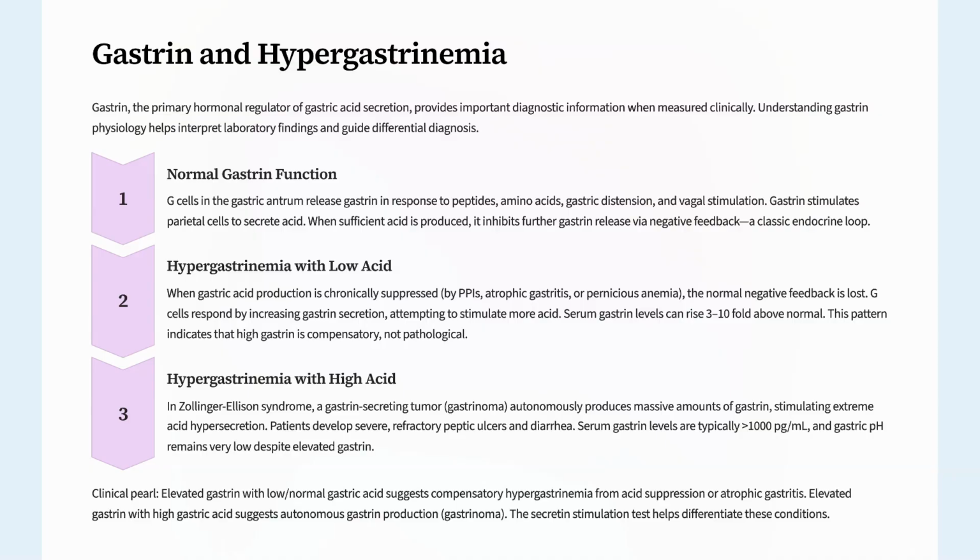Gastrin is a hormone that stimulates acid secretion, but its levels are regulated by stomach acid through negative feedback. In normal function, gastrin stimulates parietal cells to produce acid. When acid levels are low, as in hypochlorhydria or with proton pump inhibitor use, gastrin levels rise in an attempt to stimulate more acid production. Conversely, when acid levels are high, gastrin secretion is suppressed. Measuring gastrin levels can help diagnose various gastric disorders, including Zollinger-Ellison syndrome.